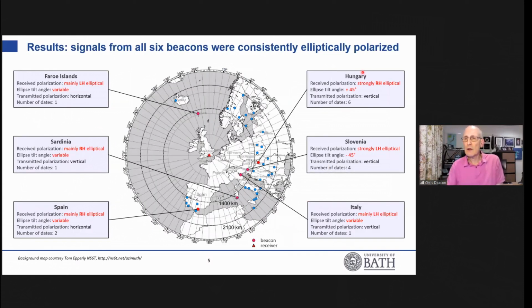And I'm just going to close this window so I can actually see my whole screen. Yeah, so I've got results here from the Faroes in the north to Spain in the south, across to Hungary and Slovenia in the east. And it's actually all done from my home. So the general pattern is that.